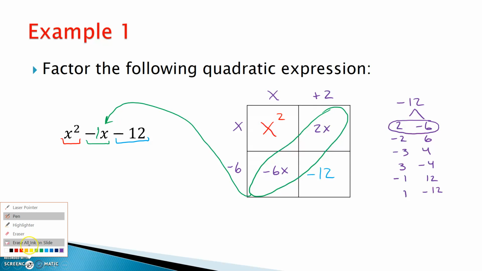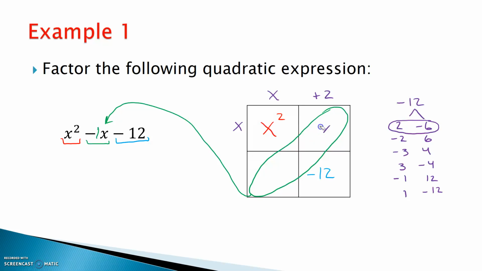The world's not going to end. It's not over. You didn't do anything wrong. That just wasn't the right combination. That one did not work, so let's pick a different one. Maybe not negative 2 and 6.